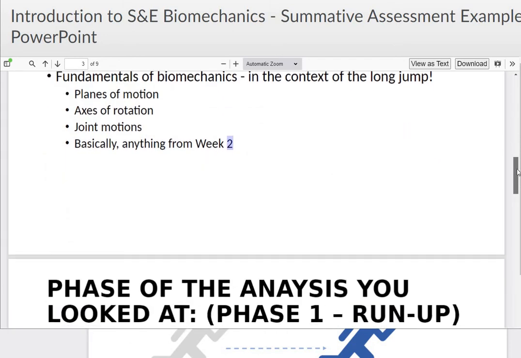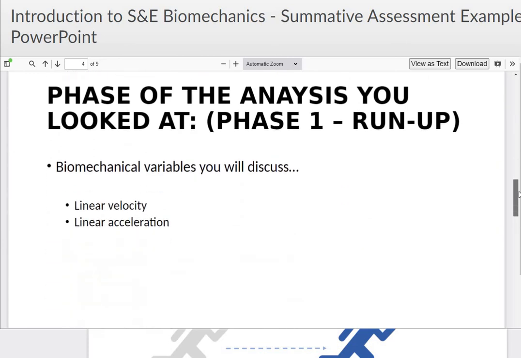From there, and again, this is just a suggestion, you don't have to do it this way. The 2 examples I'm going to use are for linear velocity and linear acceleration. I cannot emphasize enough that you need to do more than linear velocity and acceleration to be successful in this assessment.